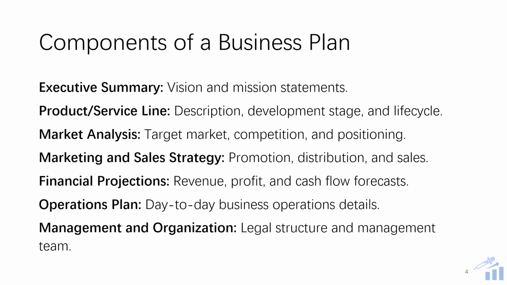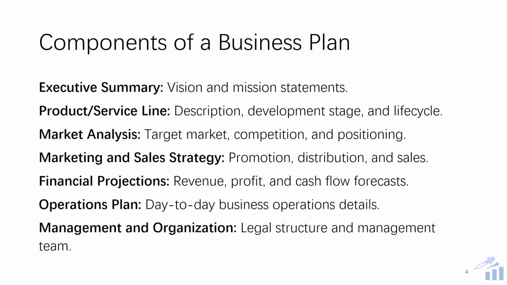Looking at the components, we start off with an executive summary, which is somewhat like the abstract, which talks about the vision and mission statements. You then would have a market analysis section, which is looking at the target market, what's the competition, and your positioning in the market. Product and service line, you're going to have a description, of course, of where you are in the development stage, and where you are in the life cycle, and what is the life cycle of the product or service that you're working with. Marketing and sales strategy is another section that is all about promotion, distribution, and sales of your product or service.